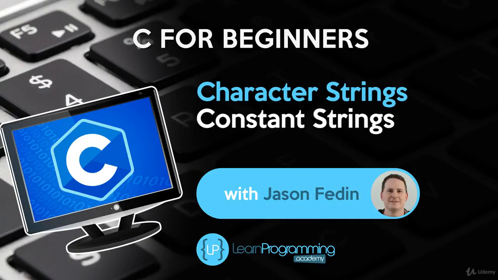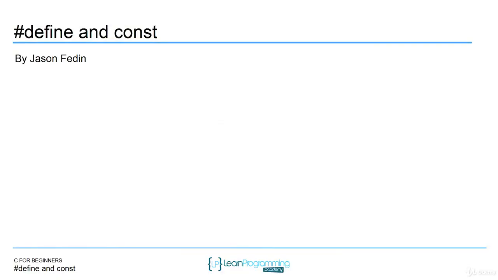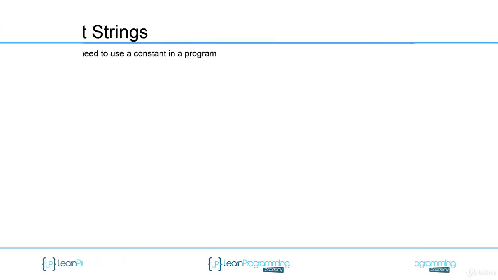Hello and welcome back. In this lecture I want to talk about constant strings. We know that string literals or a string constant is inside double quotes, but what about the variable itself? How can you make sure that the variable can never change that value? This is referred to as a constant.